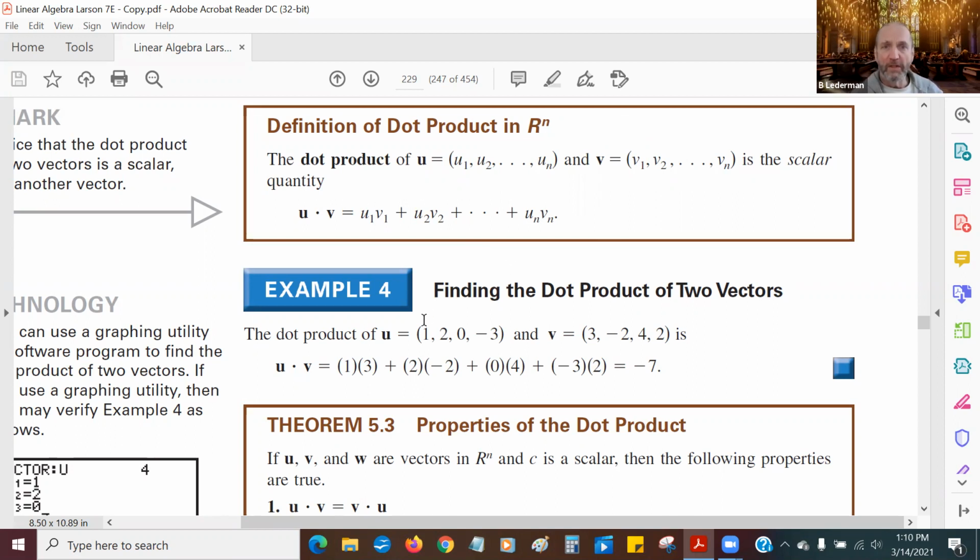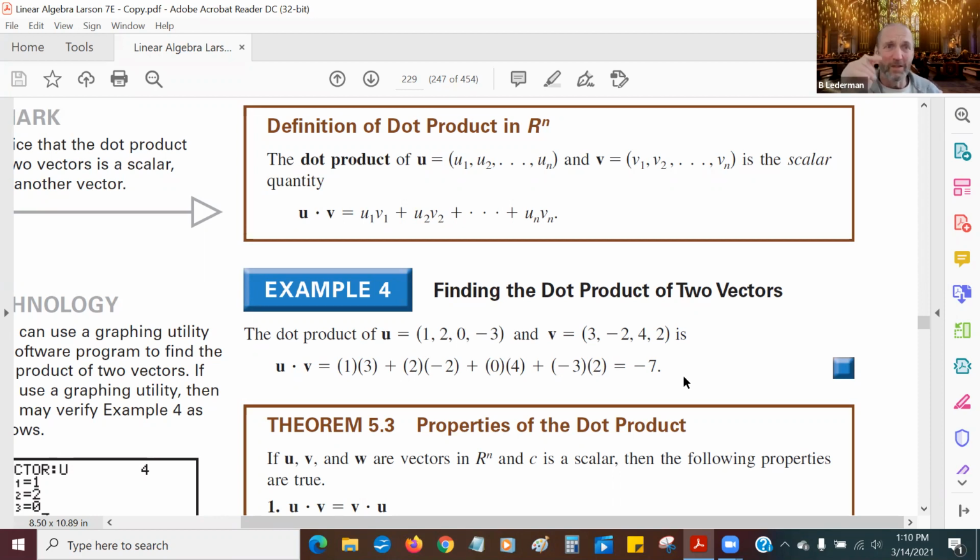For example, if my U vector is 1, 2, 0, -3, and my V vector is 3, -2, 4, 2, then U dot V is equal to 1 times 3 plus 2 times -2, because that's the first component times the first component, plus the second component times the second component, plus 0 times 4, because that's the third component times the third component, and -3 times 2, because that's the last component times the last component. And you crunch all that out, and you add it, and you get -7.